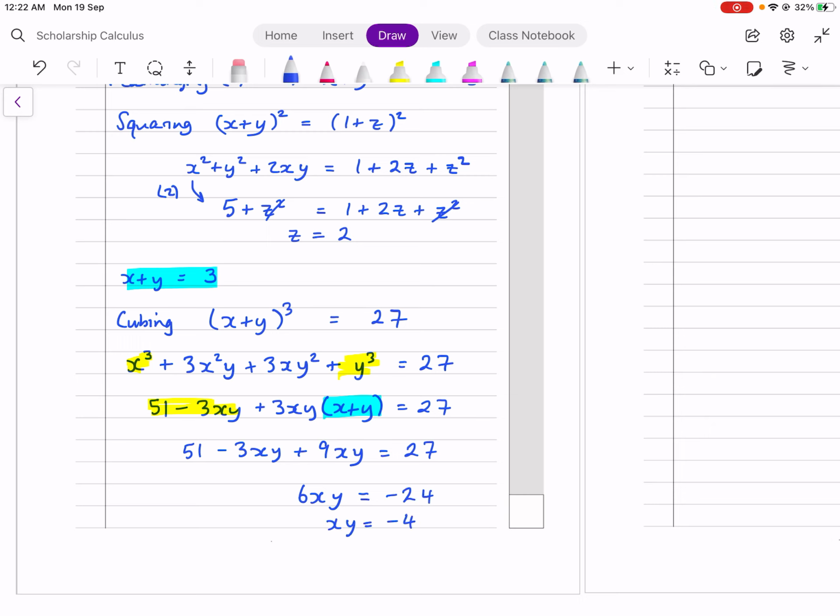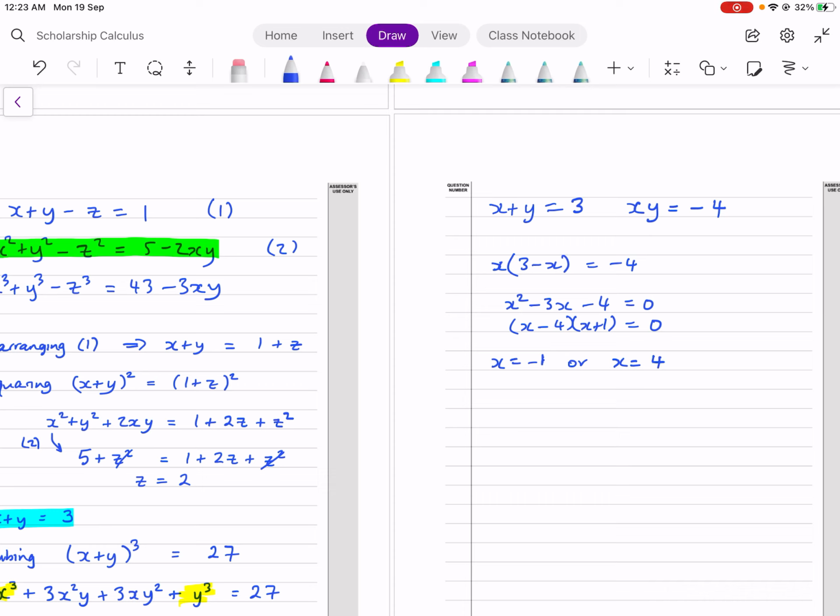Okay, and then from xy equals minus 4, I've got x plus y equals 3, and xy must equal negative 4. So solve this system of equations. x times (3 minus x) equals negative 4. x squared minus 3x minus 4 equals 0. So x is equal to negative 1, or x equals 4, and y must equal 4 if x is negative 1, or y is equal to negative 1, and remember that z was 2. So there's two solutions: negative 1, 4, and 2, and 4, negative 1, and 2.